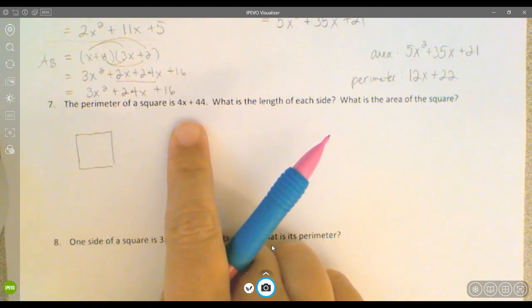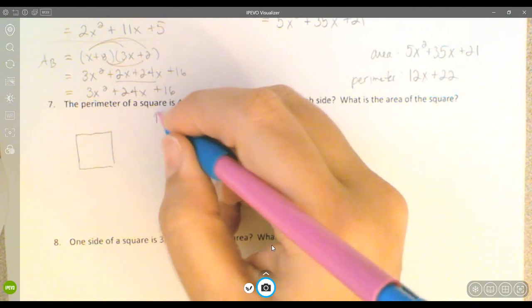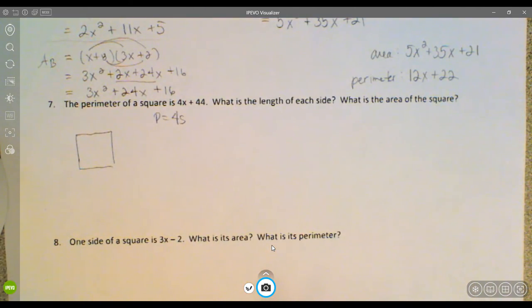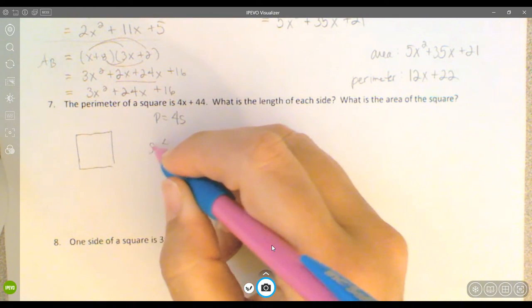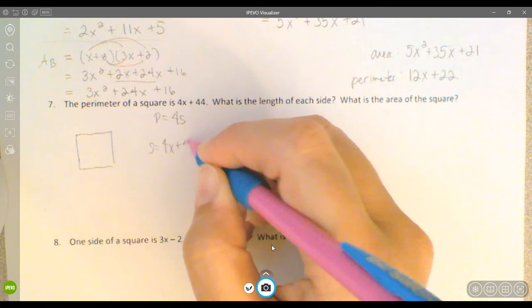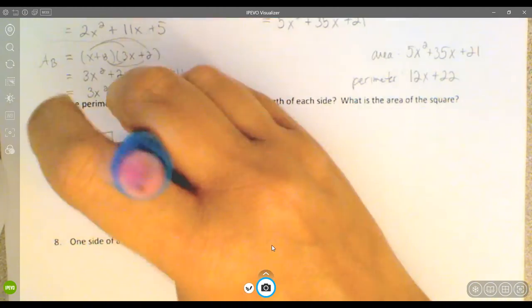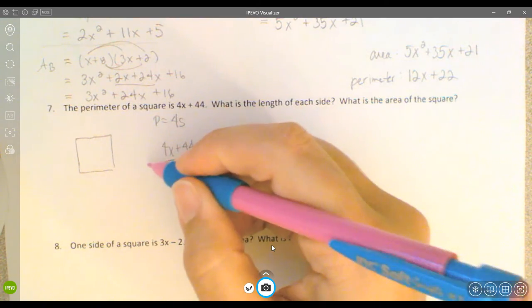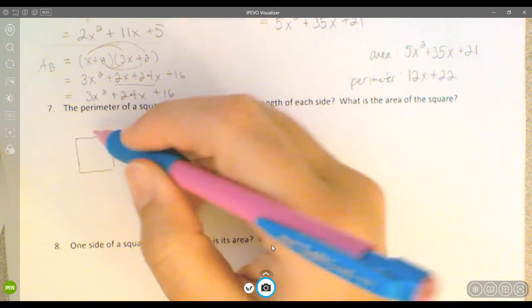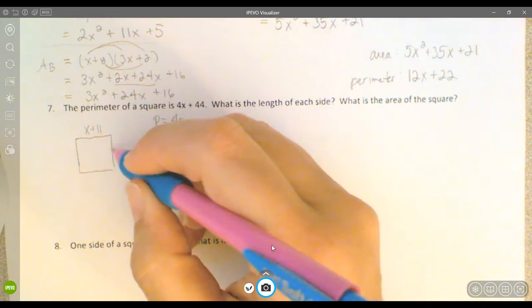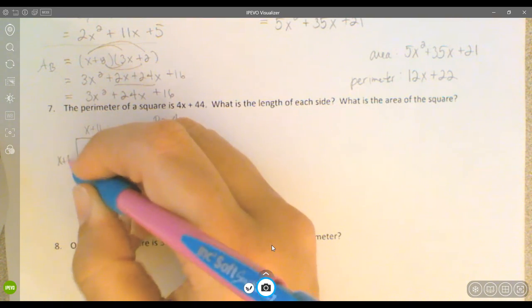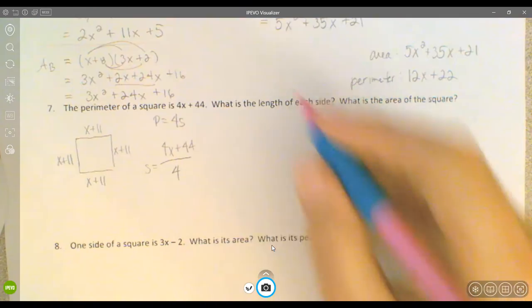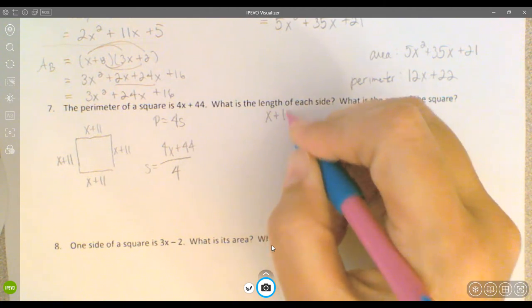If it's 4x plus 44, we find the perimeter by taking 4 times the length of a side. So to find the length of one side, we just have to divide by 4. So one side is 4x plus 44 divided by 4. Okay, so that means this is x plus 11. So the length of one side is x plus 11.